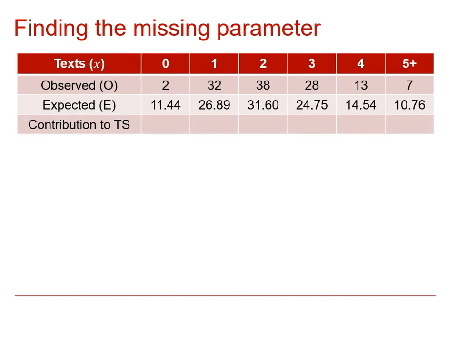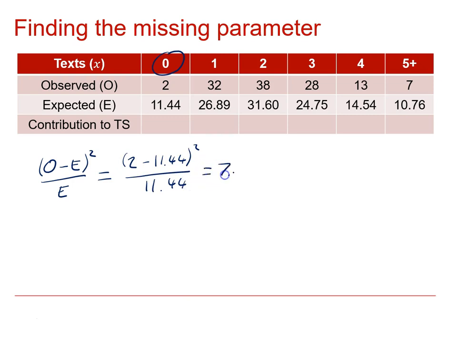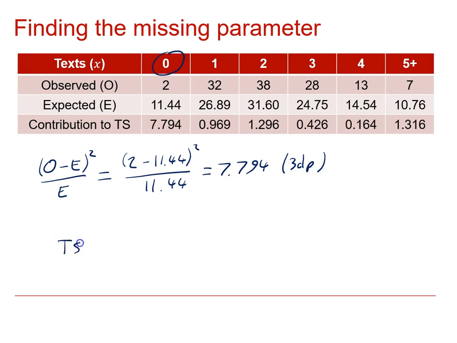Our contribution to the test statistic, again, so for x equals 0, we're going to have (2 minus 11.44) squared over 11.44, which is 7.794 to 3 decimal places. Our test statistic is the sum of all those values, which is 11.965.